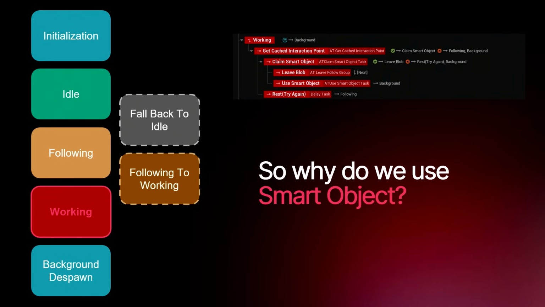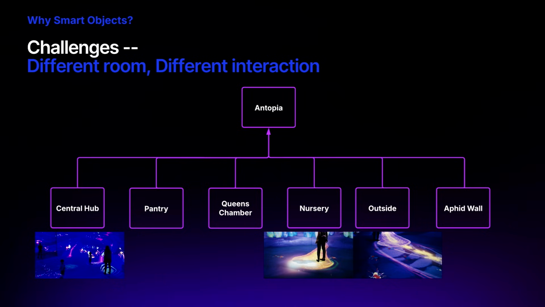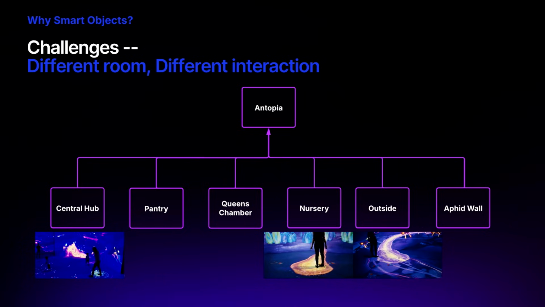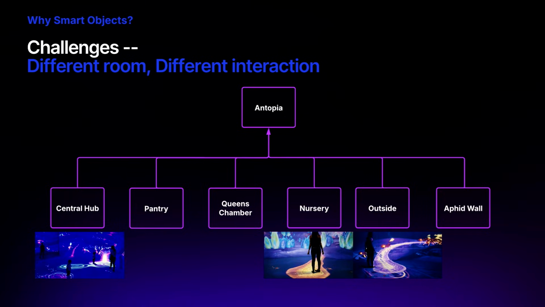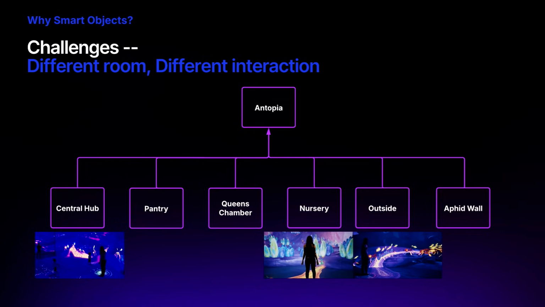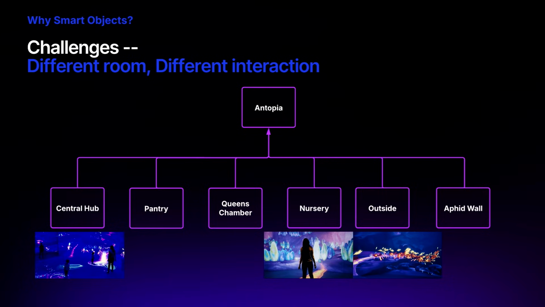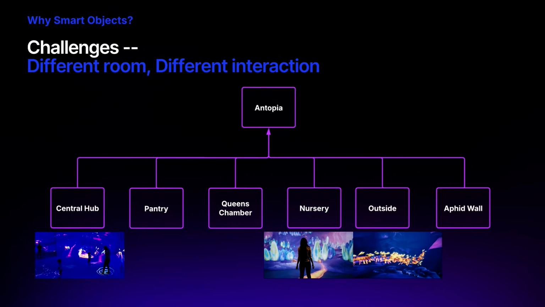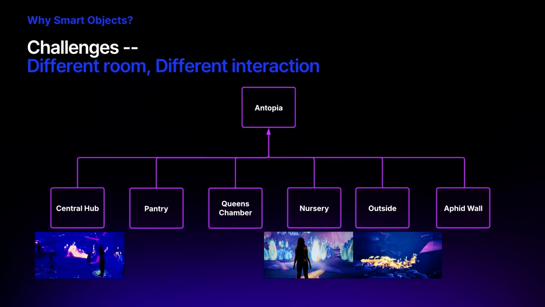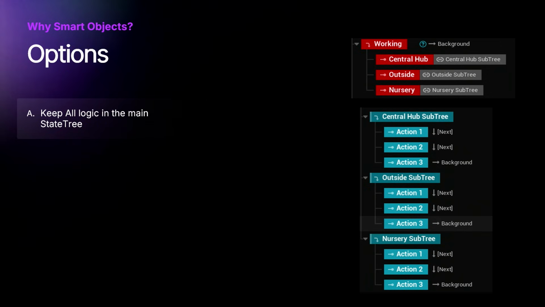So let's go back to the working state. Why are we using the smart object for this? A little bit of review on the challenges we mentioned. We have different rooms, each has different interactions, and we have a small team and need to work as parallel as possible. We need to follow the setup requirement of the game feature plugin and try to let those feature plugins only load what they need and keep things modular and extendable.